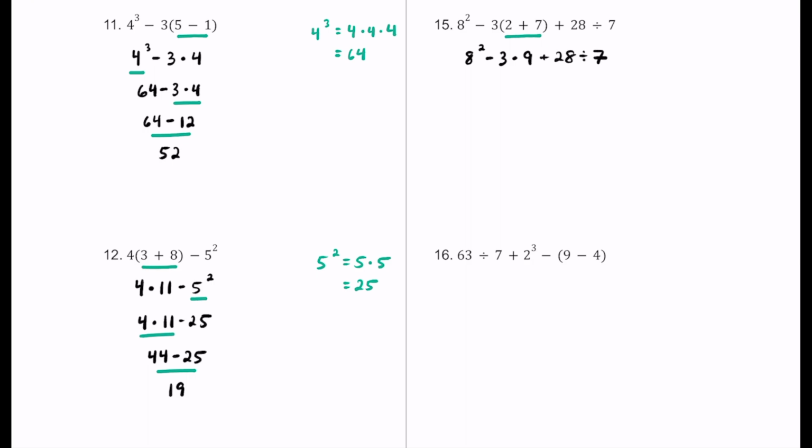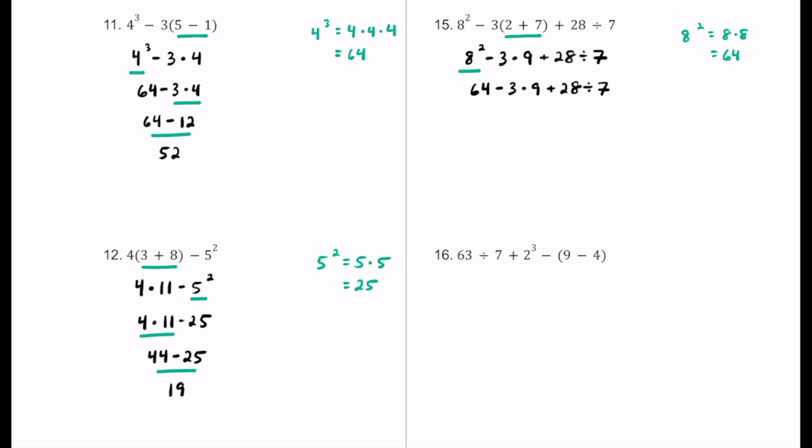Now between these options, let's start with the exponent or the power. 8 squared is going to be 8 times 8. 8 times 8 is 64. Okay, so 8 squared is going to be 64. 64 minus this 3 times 9 plus 28 divided by 7.